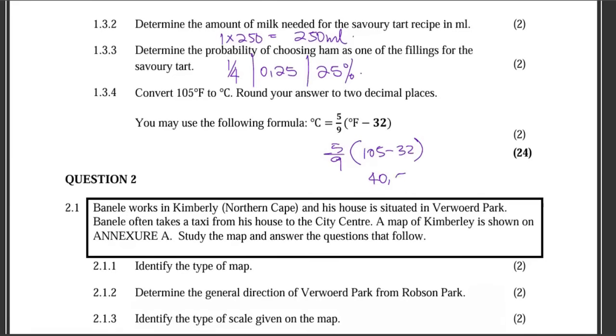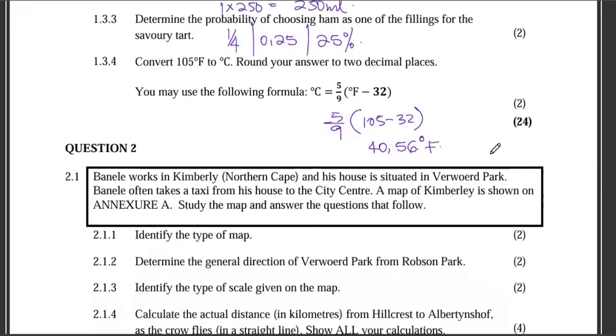Sorry, 56, not 36. Put this in the calculator and this will be the answer. This marks the end of question number 1. Let's look at question number 2.